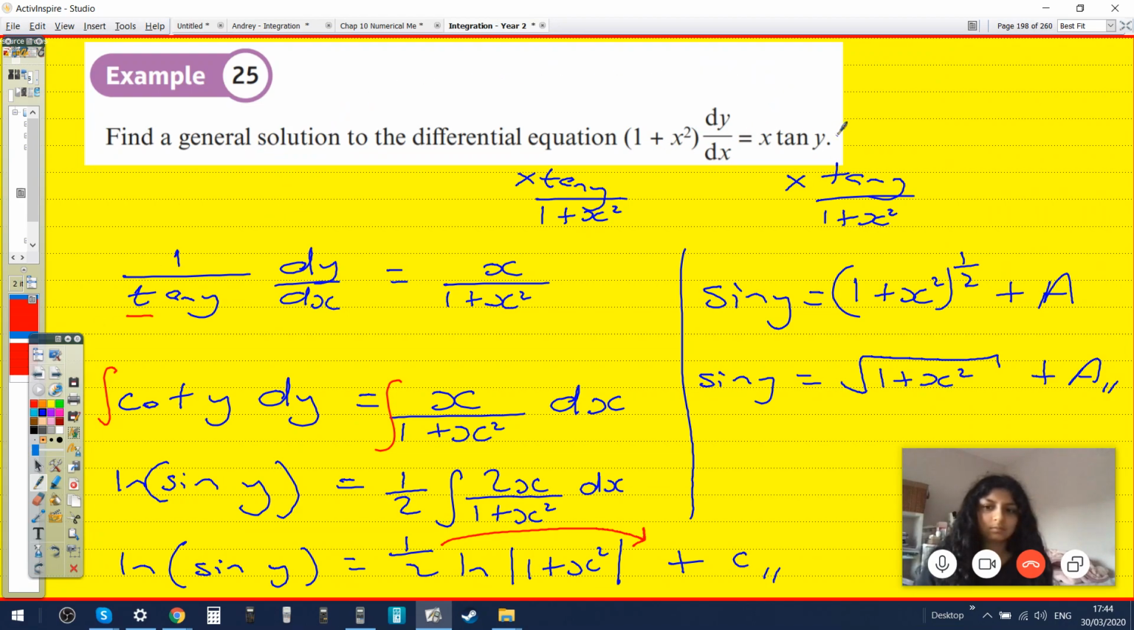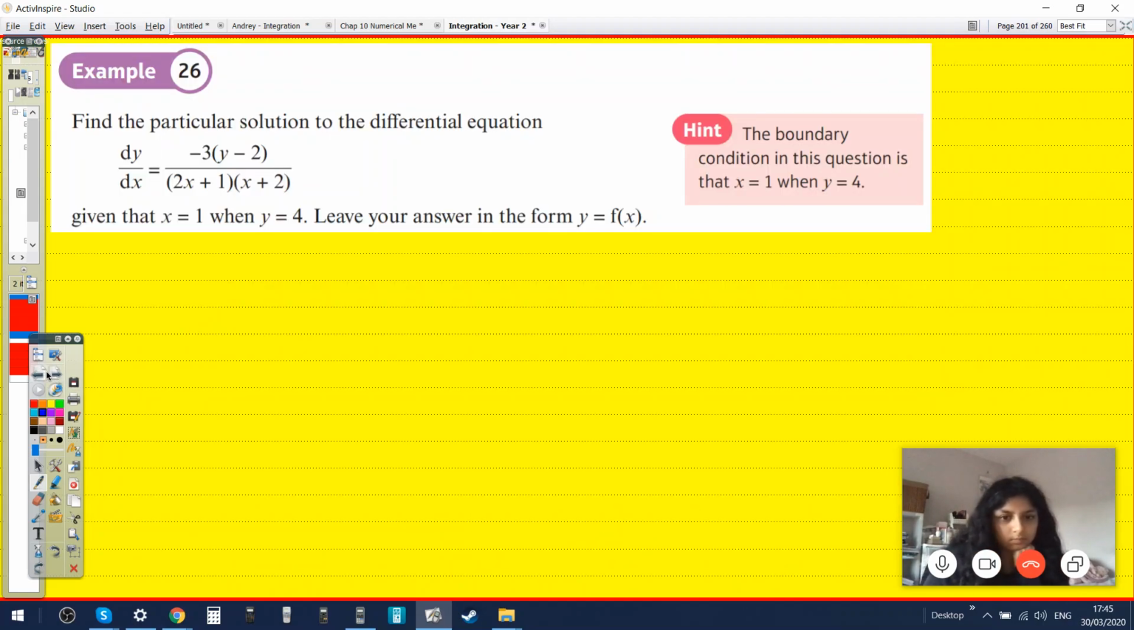So this was the question. The trick is to get all the y's on one side, all the x's on the other side. dy on the y side, dx on the x side, and then integrate both sides. And that way you're integrating with respect to y on one and with respect to x on the other. And that's why it wasn't implicit differentiation.